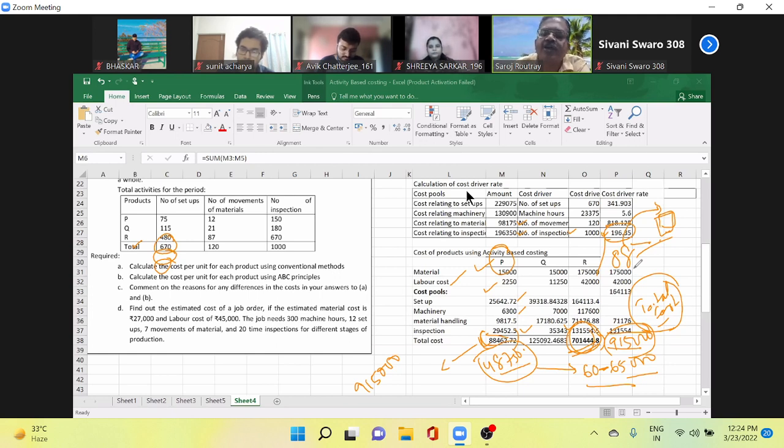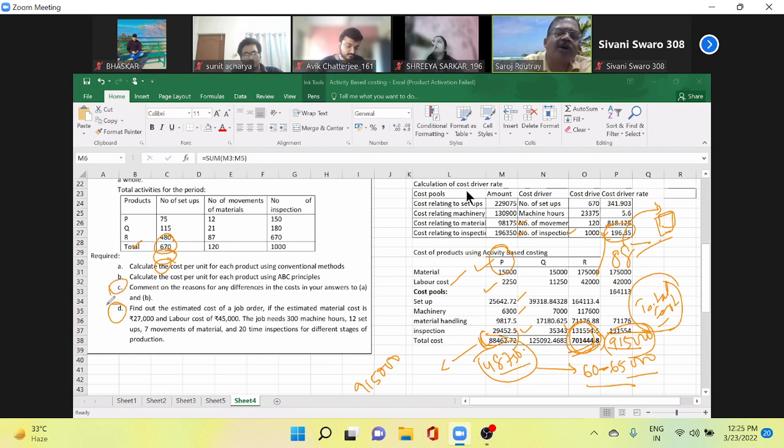So therefore, we should shift to activity-based costing because it gives you more accurate cost, because we have got more cost pools, and we have more cost drivers based on which you find out the cost actually incurred by the product, right? So therefore, we should shift to activity-based costing and it gives you more accurate cost. Now, that is for point C.